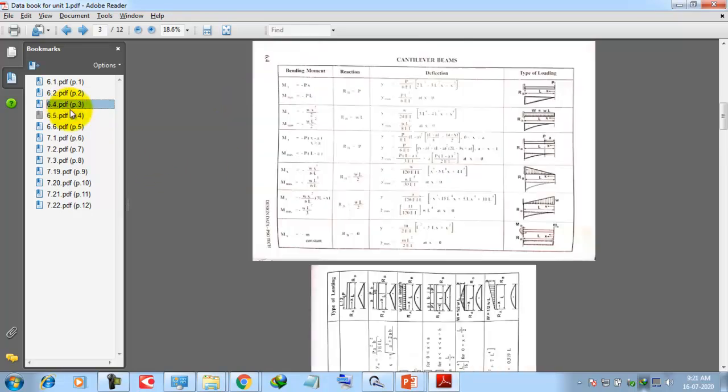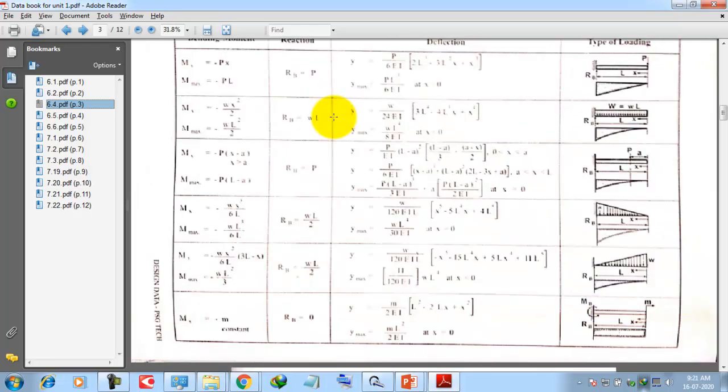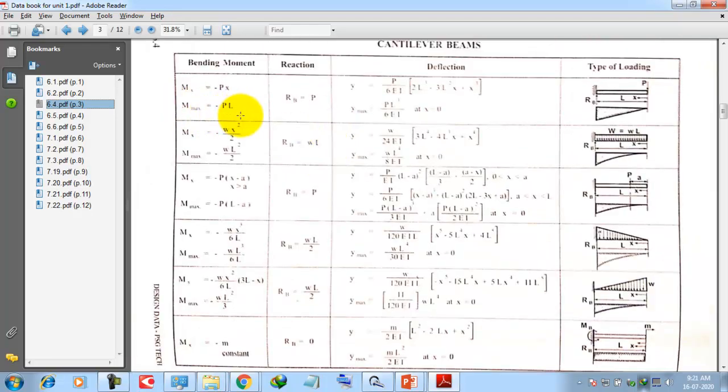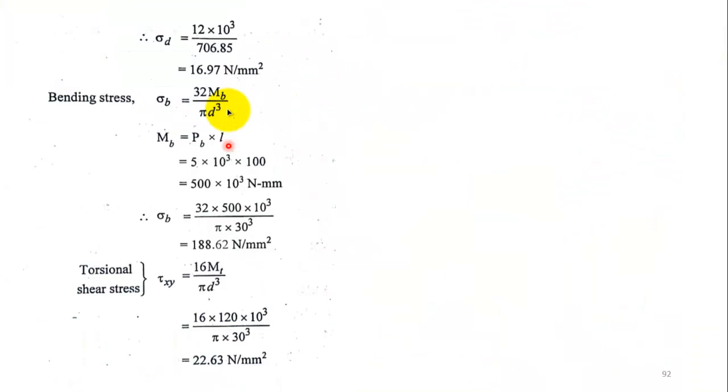Simply supported, not simply supported, cantilever beam. Here, if you see this formula, M, the moment, is nothing but P into L. This formula is used. Here in this case, they have used a negative sign for this problem. Here, load into length, this formula is applied. MB equal to load into length.